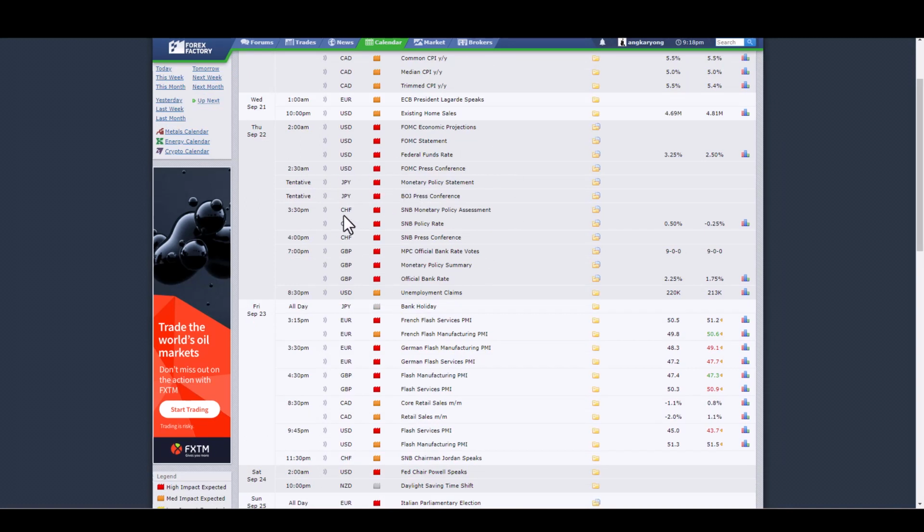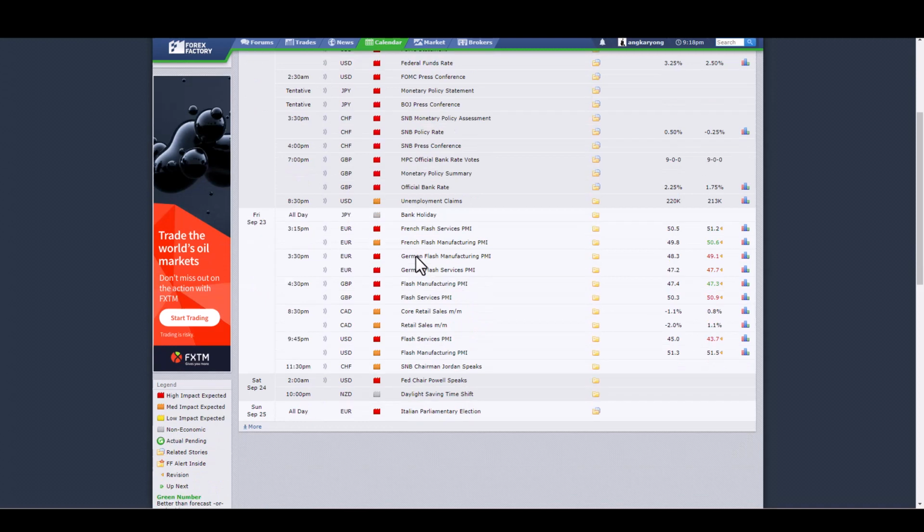After Japan, you can see that we have the SNB. Same thing here, we are expecting the SNB to do a rate hike, and then after that we have the Bank of England. The market consensus is also a rate hike. So definitely a very eventful week, and that naturally means huge volatility in the market. Be very careful and be aware of all these events.